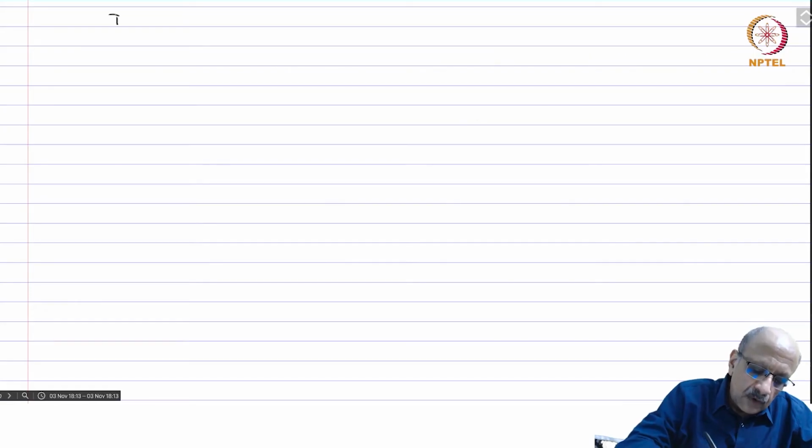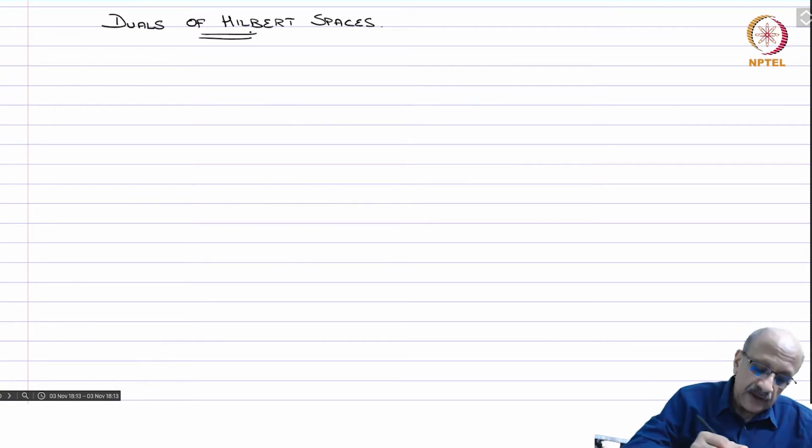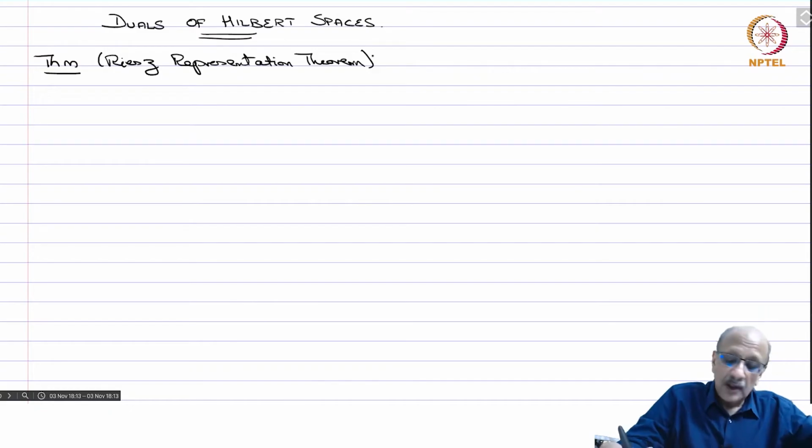We now study duals of Hilbert spaces. So we have the following theorem. Again, it's called the Riesz representation theorem, because it gives you a representation of the element of the dual.